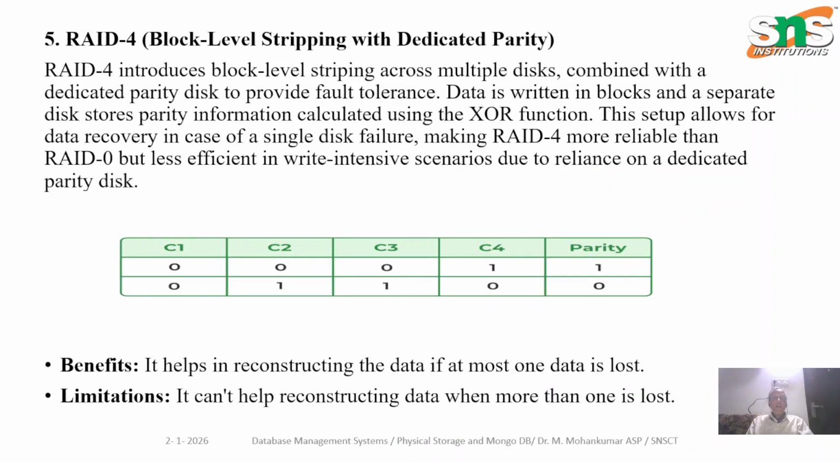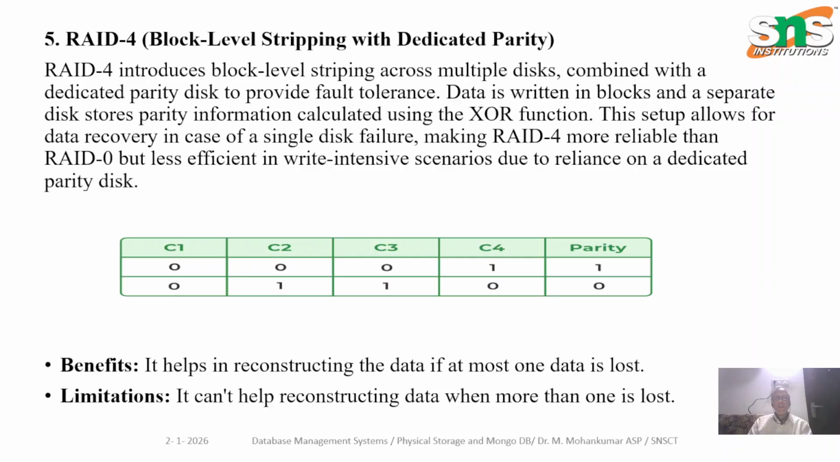Then RAID 4, block level striping with dedicated parity. Block level striping across multiple disks combined with a dedicated parity disk provides fault tolerance. Here data is written in blocks and a separate disk stores parity information calculated by XOR functions. This setup allows data recovery in case of single disk failure, which means we can easily retrieve the data, making RAID 4 more reliable than RAID 0 but less efficient in write intensive scenarios due to reliance on a dedicated parity disk. Here we see C1, C2, C3, C4 and parity.